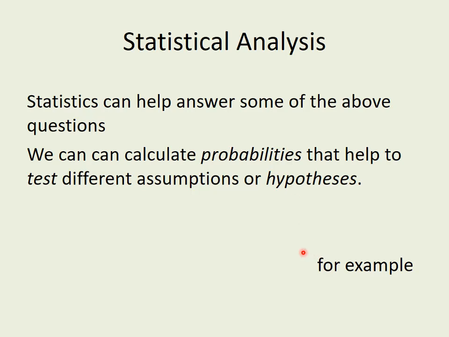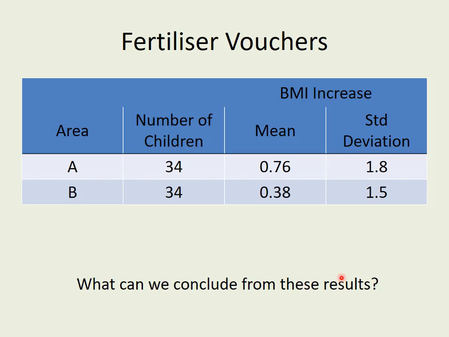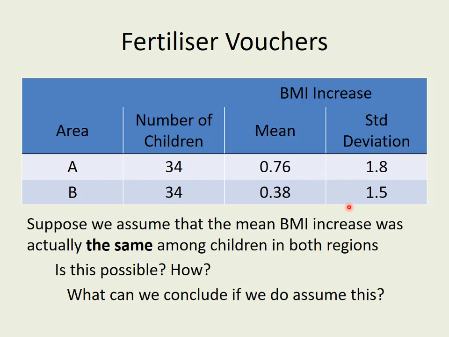For example, fertilizer vouchers. Now, go back to the first one. What can we conclude from these results? Yeah, so we see that in this sample of children, there seems to be a bigger increase in the BMI in the sample from area A compared to the sample from area B. So we need an assumption to test, a hypothesis to test. What we do here is we start by assuming that the mean BMI increase was actually the same among children in both regions.